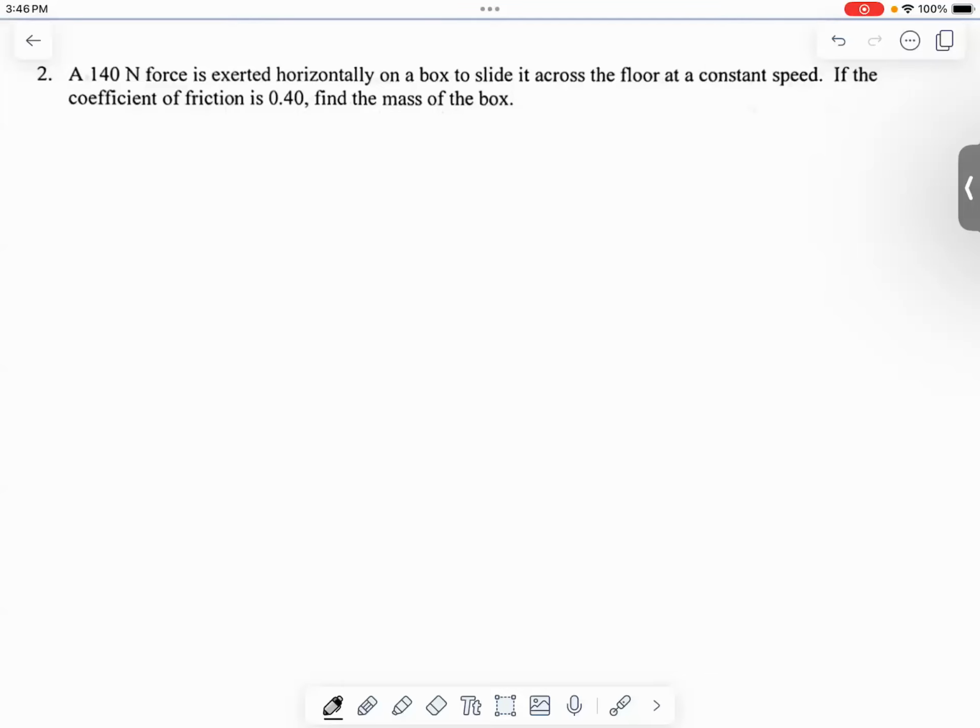All right, so we have 140 newtons of force exerted horizontally on a box to slide across the floor at a constant speed. Okay, so it is kind of similar to number one, except that it is at a constant speed. What kind of things should you write down or be able to recognize when you see the term constant speed?